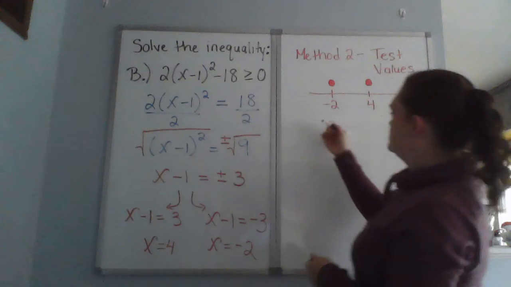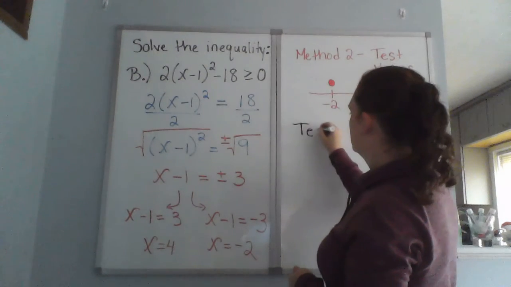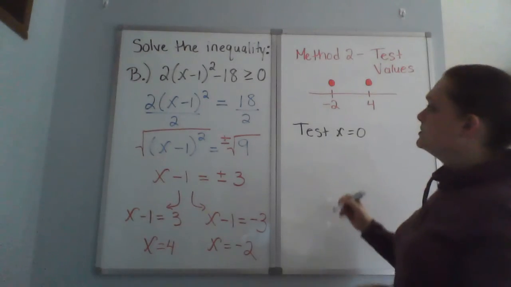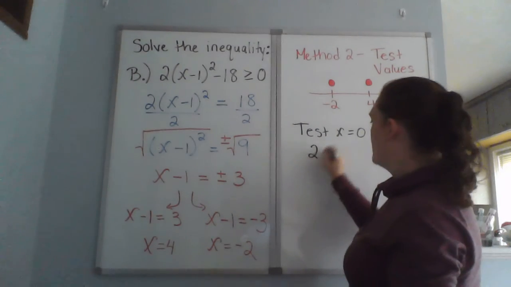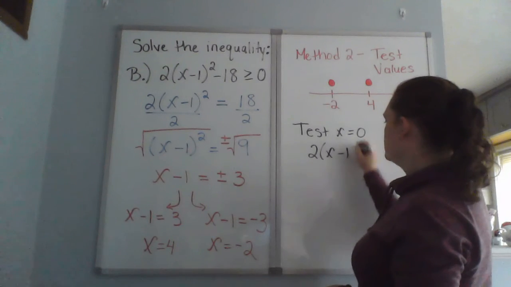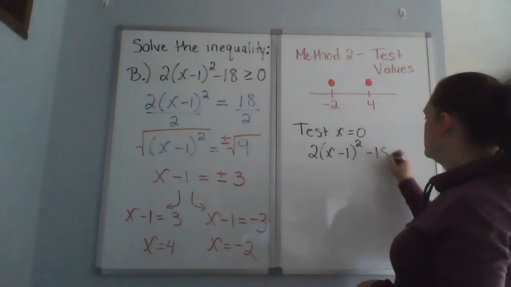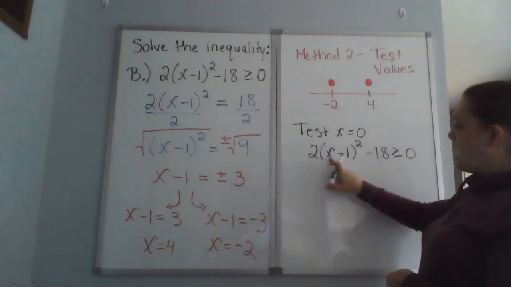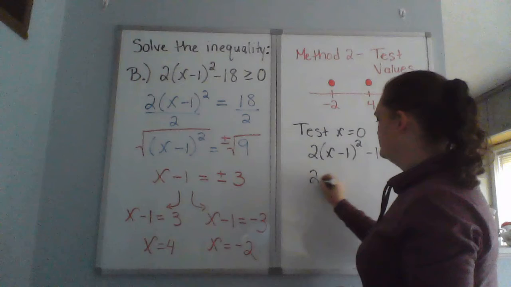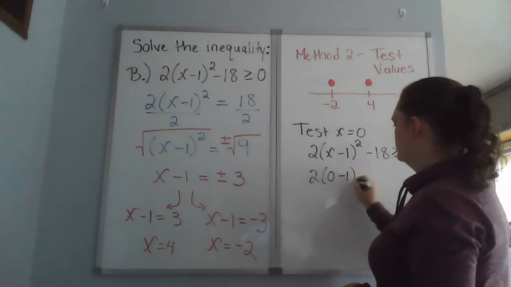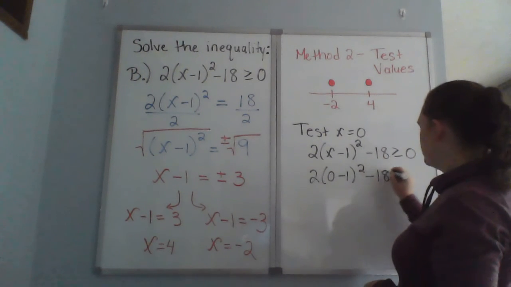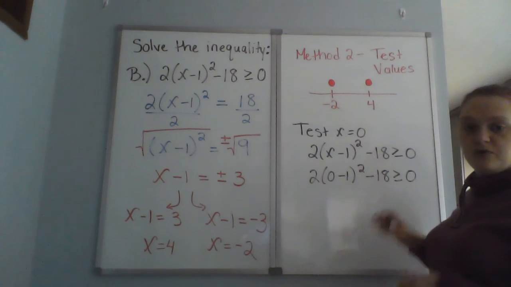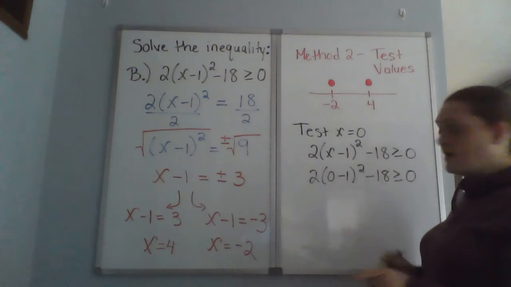So I'm going to test x equals 0 and see what happens. All right? So that means looking at the original inequality, 2 times x minus 1 squared minus 18 greater than or equal to 0. That's the original problem. Replace the x with a 0. And then just simplify that left-hand side to see if you get something that makes a true statement or a false statement. Remember to follow your order of operations.